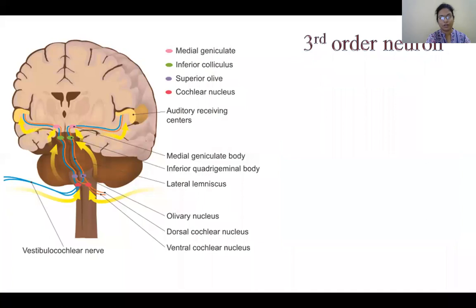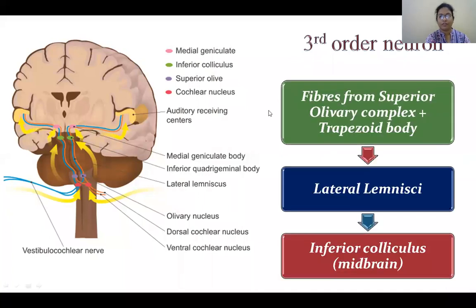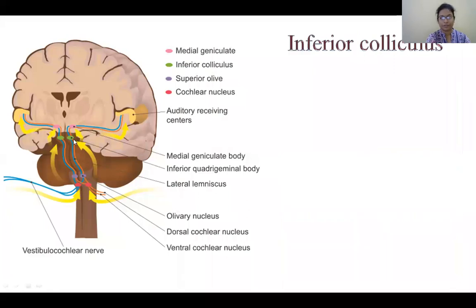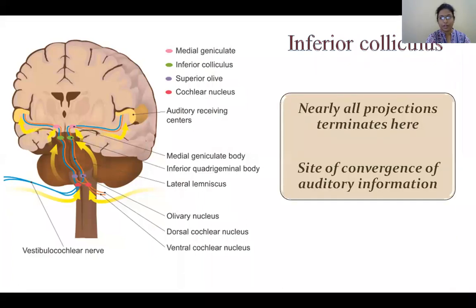Now coming to the third order neuron. So obviously the third order neuron will arise from the superior olivary complex, enter into the lateral lemniscus and reach the inferior colliculus, which is located in the midbrain. Now, what about the inferior colliculus? Here, all the projections terminate. So it is the site of convergence of most of the auditory information. So this is the significance of the inferior colliculus.